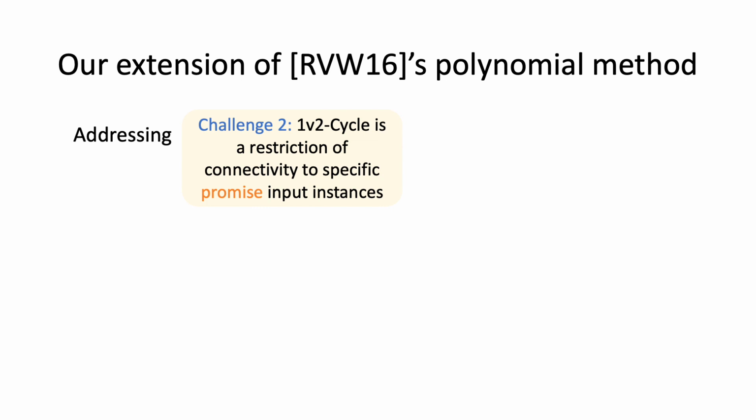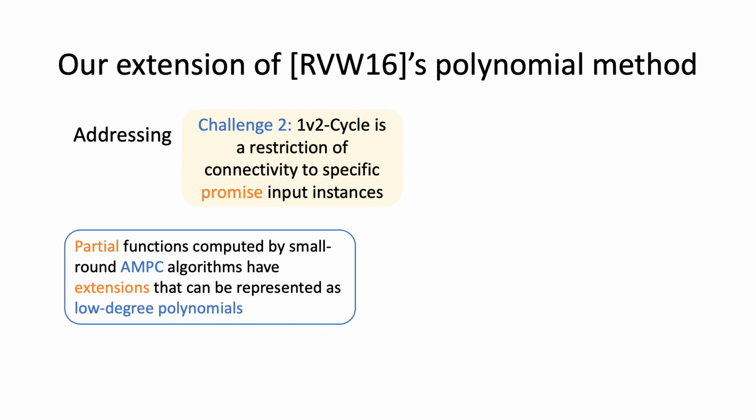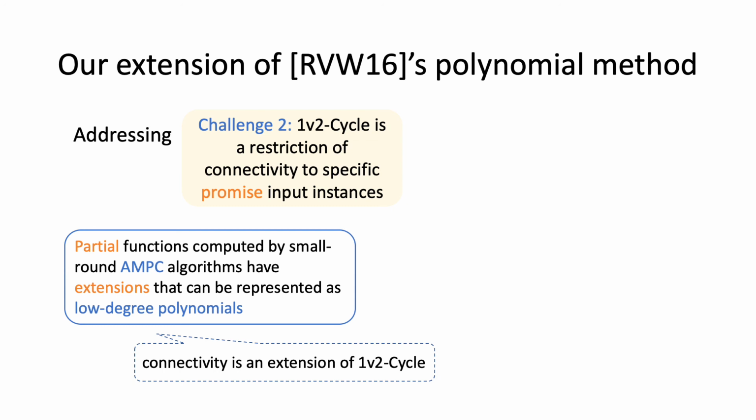Now we turn to the second challenge, which is how we incorporate promise problems such as 1 versus 2 cycle. To extend the polynomial method to these problems, we need to further upgrade our statement on the previous slide. To be more precise, we show that partial functions computed by small round AMPC algorithms always have extensions that can be represented as low-degree polynomials. For example, connectivity is one extension of 1 versus 2 cycle.